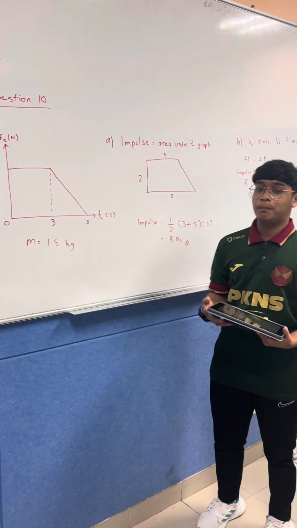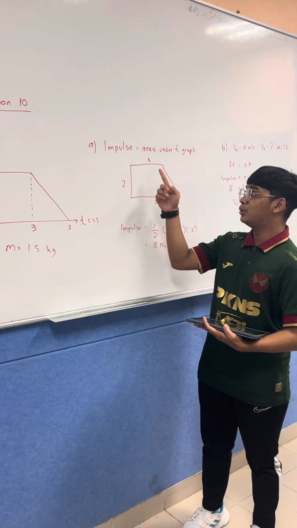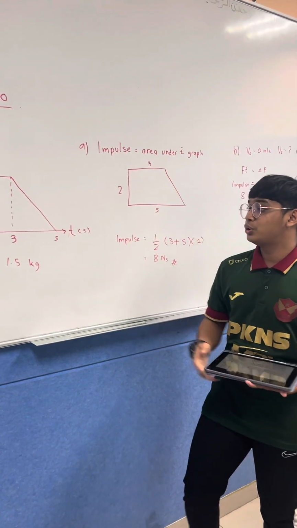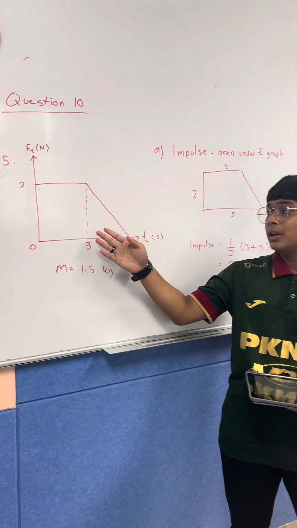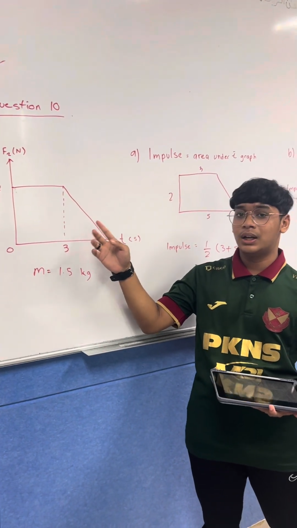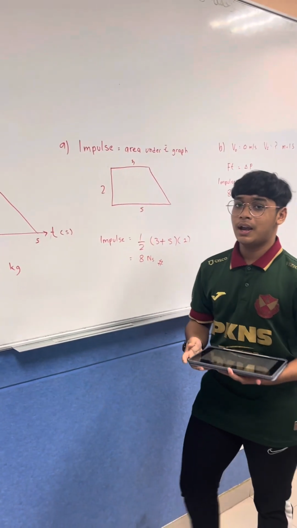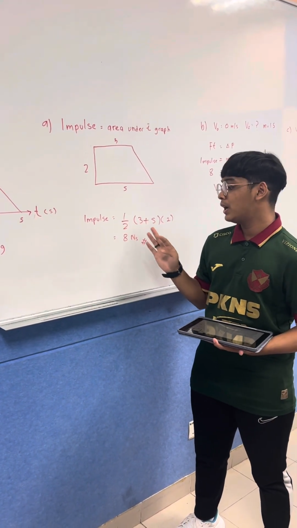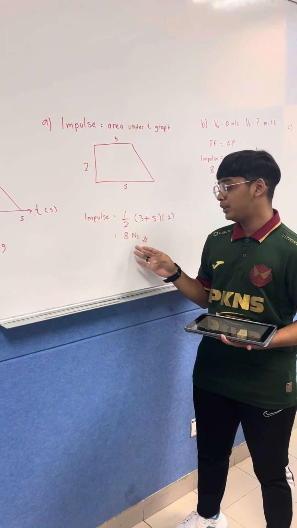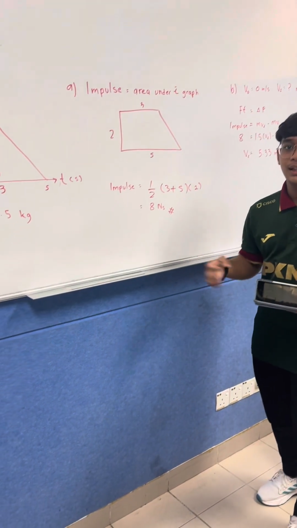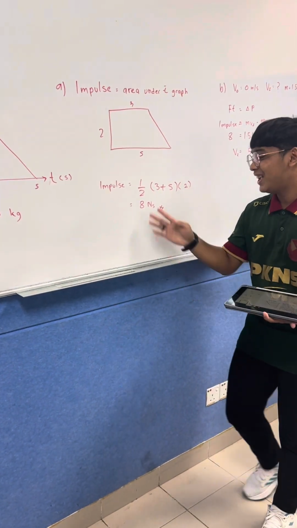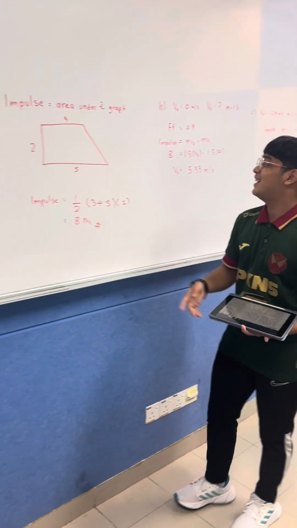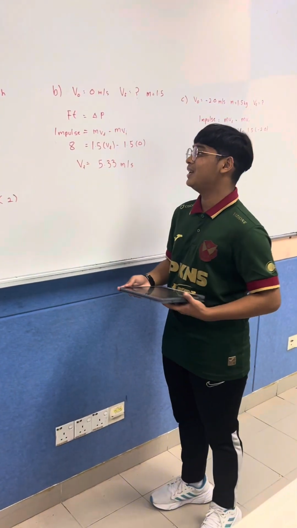Alright, to find the impulse of the force is to calculate the area under the graph. If we look at the graph, the shape of the graph is a trapezium. So we need to find the area of the trapezium, just substitute the values and we got 8 Newton second. Okay, so let's move to question B.